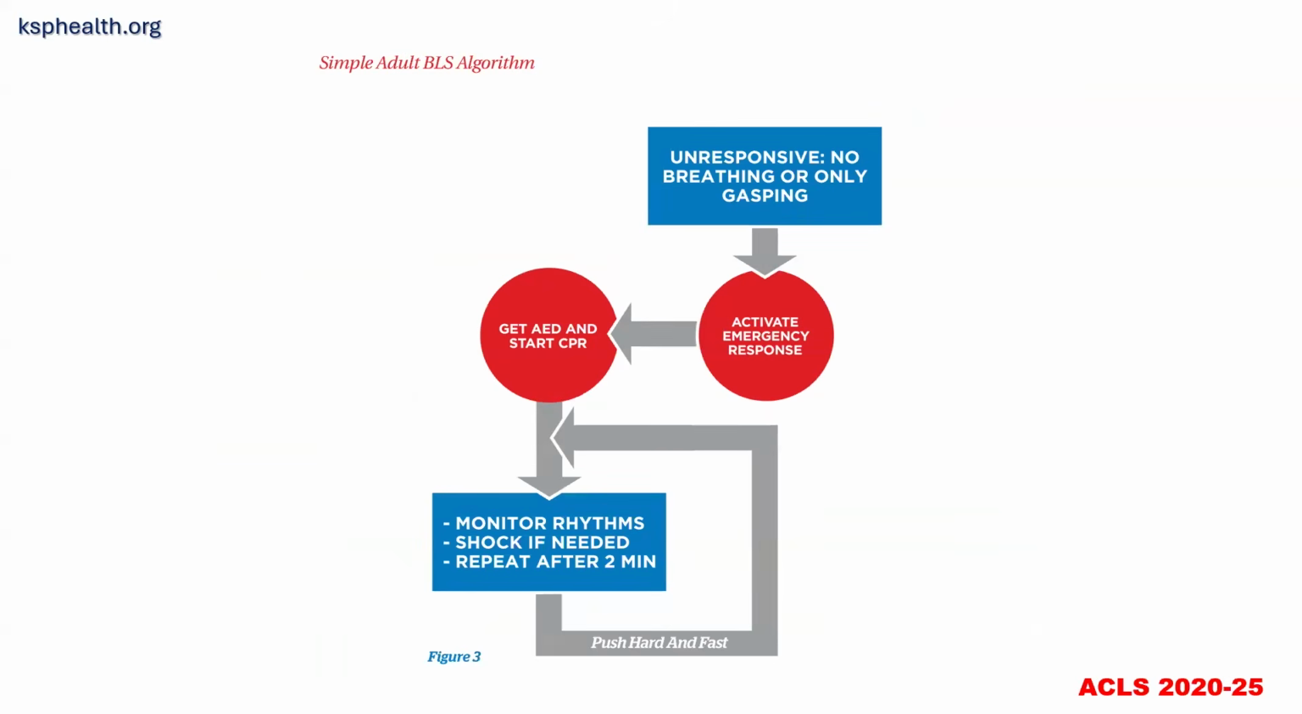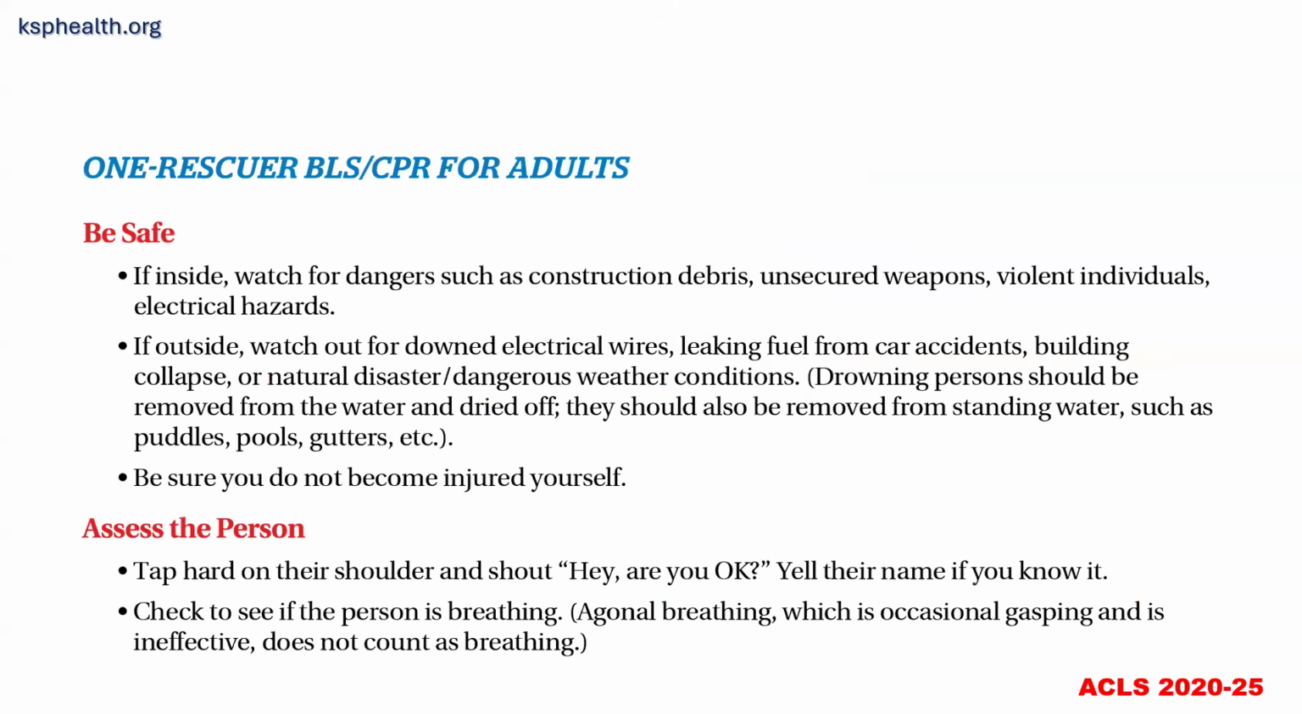The adult BLS algorithm: when the patient is unresponsive or no breathing or only gasping, activate emergency response, get AED and start CPR, monitor rhythms, shock if needed, usually prompted by the AED, and repeat after every 2 minutes. During this time, push hard and fast, 100 to 120 compressions per minute with 2 breaths.